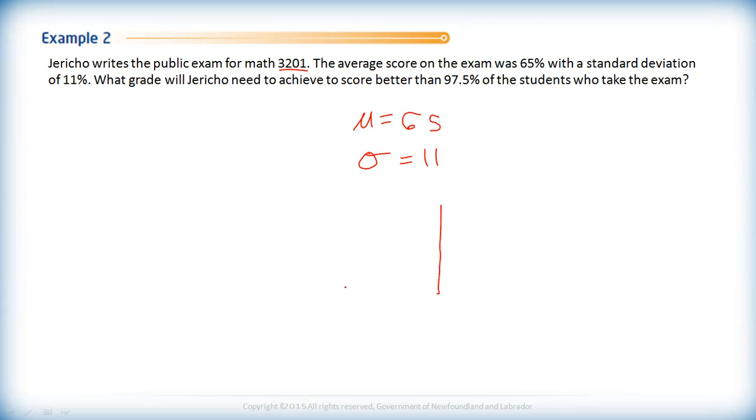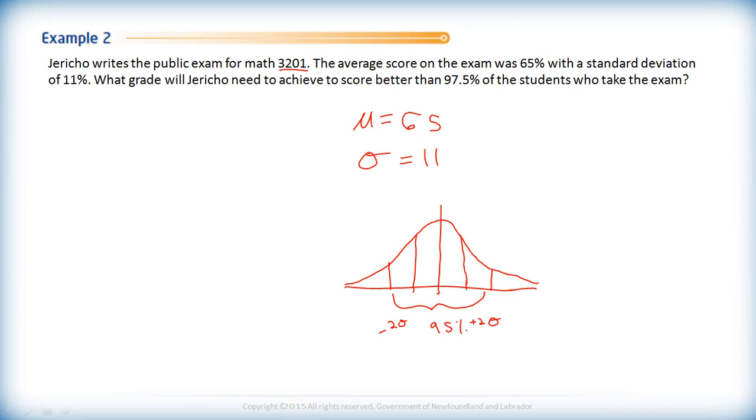Whew. Okay, so let's think about that for a second. 97.5%. Well, we know that within 2 standard deviations of the mean, we've got 95% of all those who are going to take this exam if it's normally distributed, right? So that means I've got 5% hanging out in what we call the tails of the distribution here. So if I've got 5% out there altogether, I've got 2.5% in either end.